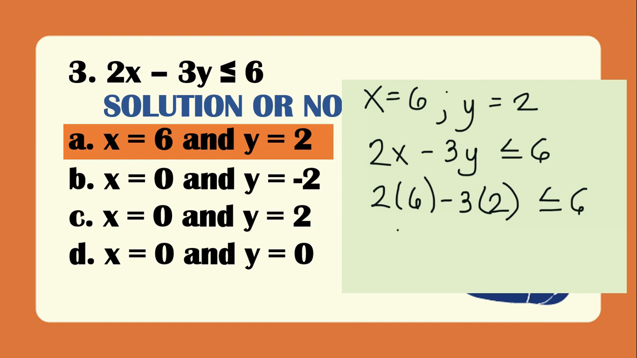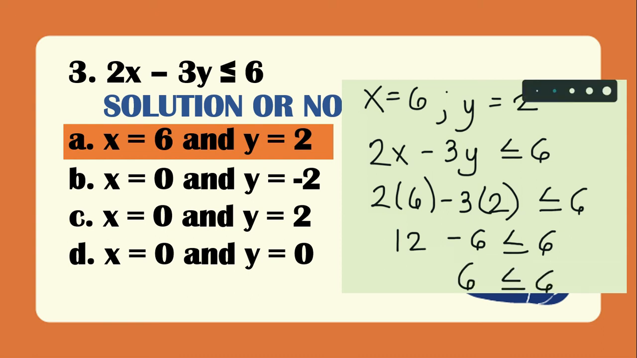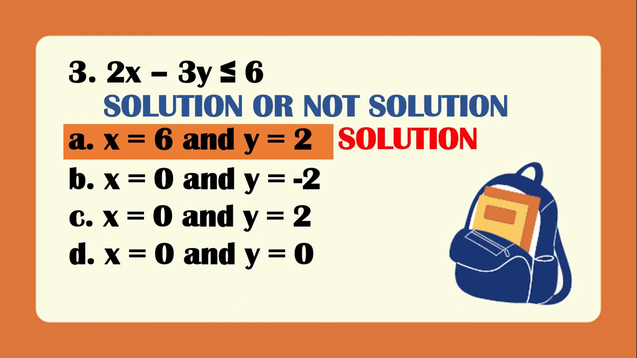And then simplify. 2 times 6, that is 12. Negative 3 times 2, that is negative 6, less than or equal to 6. So we have 12 minus 6, that is 6, less than or equal to 6. This statement is true because it has the equal sign at the bottom. 6 is less than or equal to 6. So meaning letter A is part of the solution.